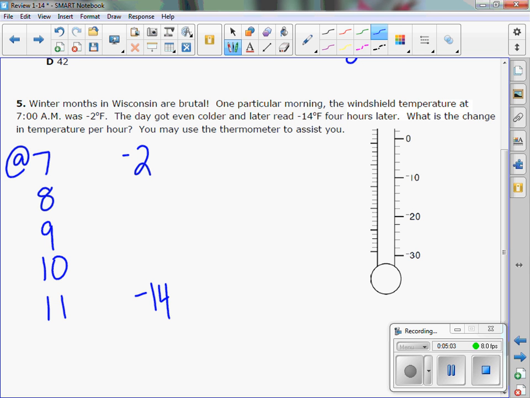What is the change in temperature per hour? So we know that over this 4-hour period, it got colder and colder by 12 more degrees. It dropped 12 more degrees. Well, if it dropped 12 degrees over a 4-hour period, we can divide by 4 to determine how much it dropped per hour, because that's what the question's asking. How many degrees is it actually dropping per 1 hour? And when you divide that out, that comes out to negative 3. The negative sign just representing that it was dropping and not rising. It wasn't getting warmer.